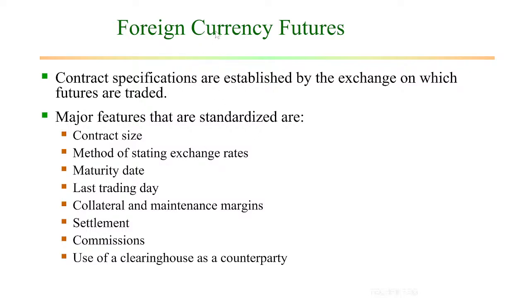There are reasons that they have this standardization of forward contracts into futures, and the main features are contract size and the method of stating the exchange rate, maturity date, etc. The settlement. And these are common to most of the futures contracts. Later we will talk about commodity futures, interest rate futures, stock futures, and these are quite similar in the standardization process.